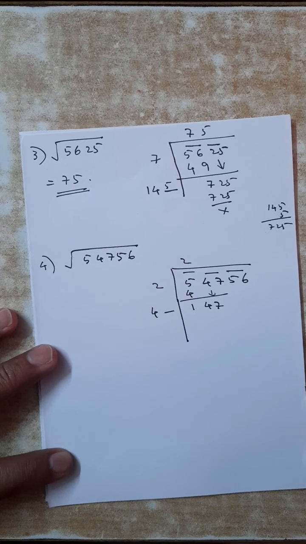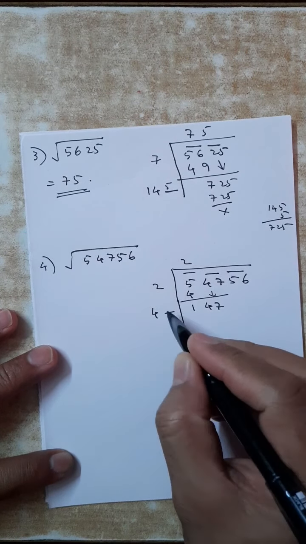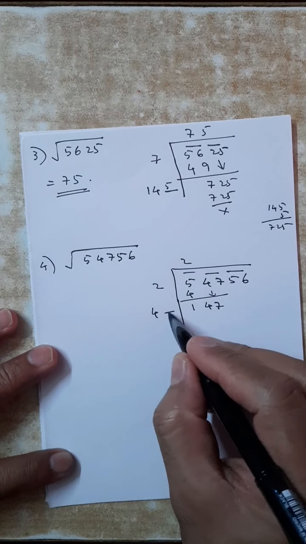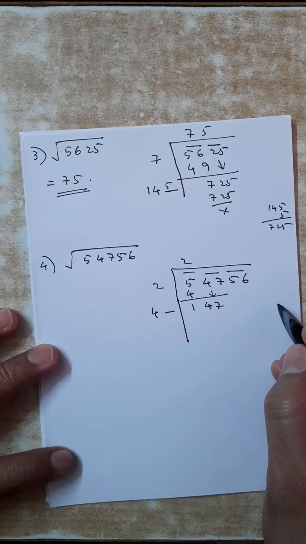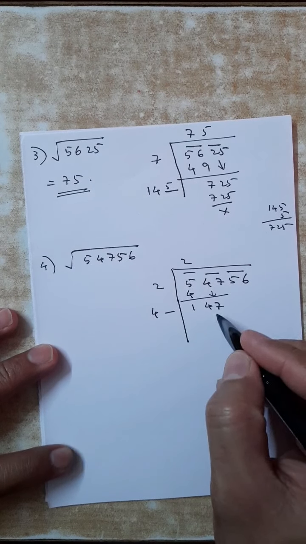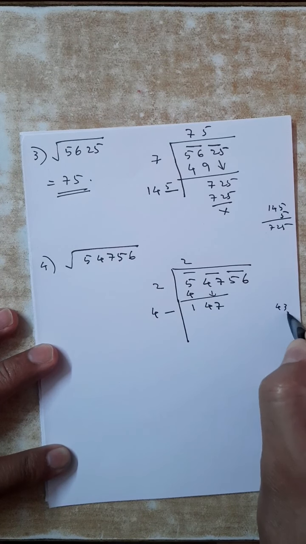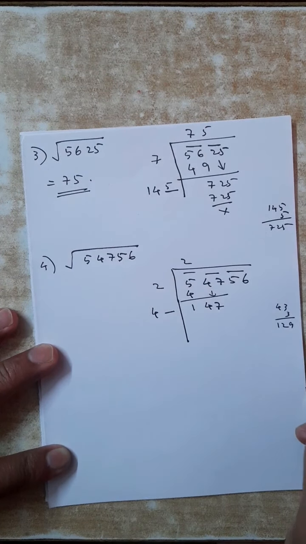Which number? If I write 41 into 1, that is a very small number. 2 means 42 into 2. 3 means 43 into 3. 3 may be okay. Maybe 4 also we have to check. 43 into 3: 3 3s are 9, 3 4s are 12, 129.